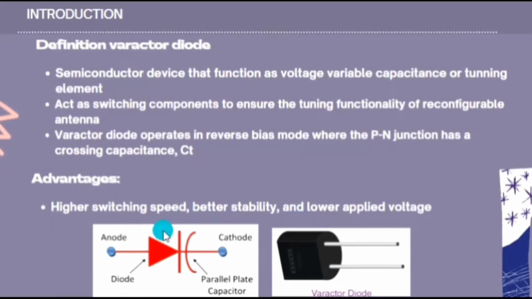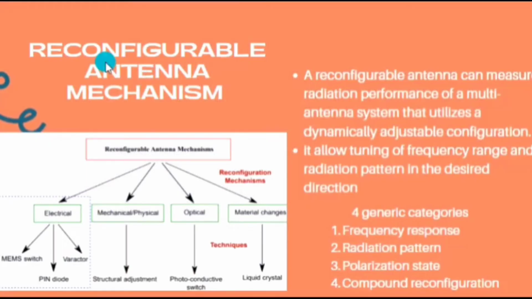This is the symbol of varactor diode. As you can see, the diode has a parallel plate capacitor. So next, reconfigurable antenna mechanism has 4 types, which are electrical, mechanical or physical, optical, and material changes. In this project, I only focus on electrical as varactor diode is used for switching components.